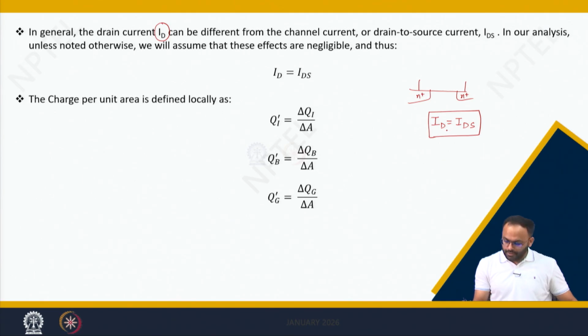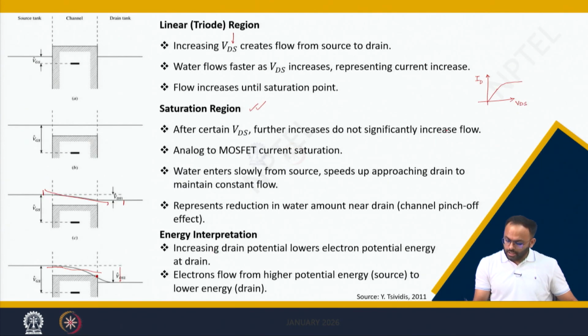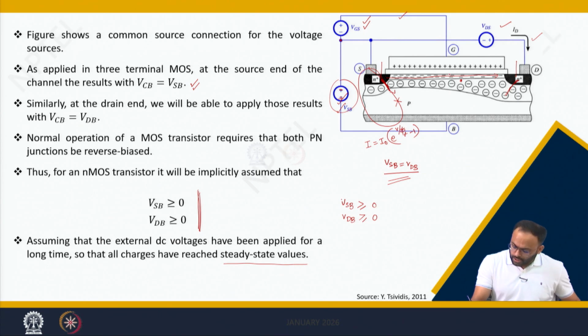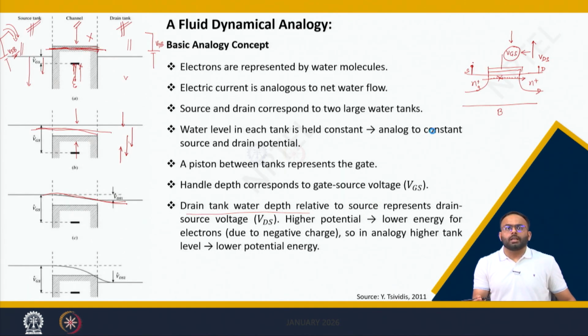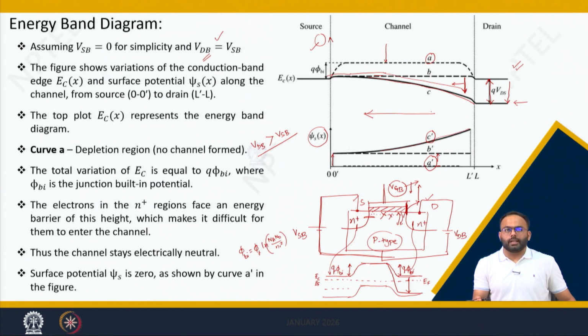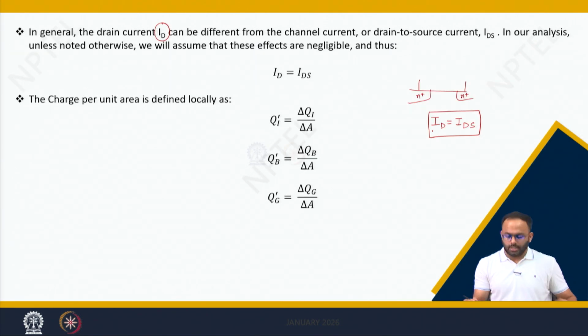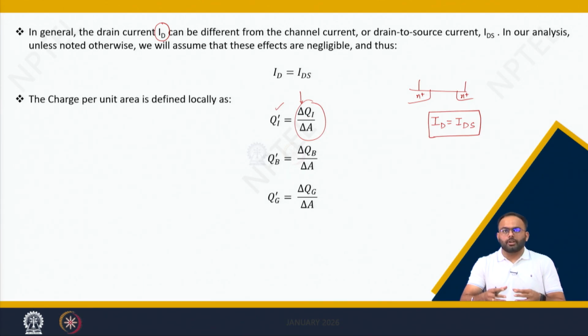As we have seen in the previous graphs, the channel is here, and the inversion charge is locally defined. It means it is a function of X. So we need to define locally the charge per unit area, that is Qi dash equals delta Qi divided by delta A. Here delta stands for defining the local charge per unit area, which we have already discussed in our previous lectures.